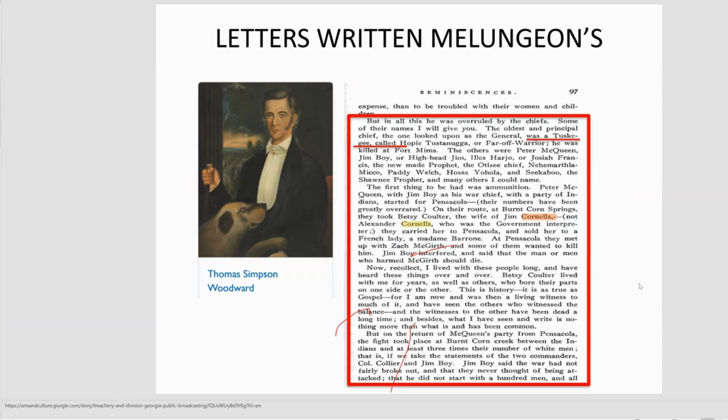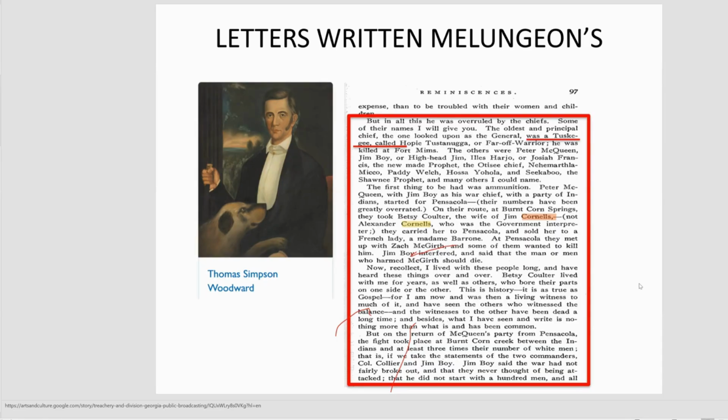McGirth, Cornells, they were living in Tuskegee. Was a Tuskegee called Hopi Tustanugga? Okay, Tustanugga or Far Off Warrior. Then the name Peter McQueen. Well, I know I'm a McQueen out of Maryland. The McQueens came here for their fortune, and one son changed his name to Queen, although he was a McQueen. So I already know that.